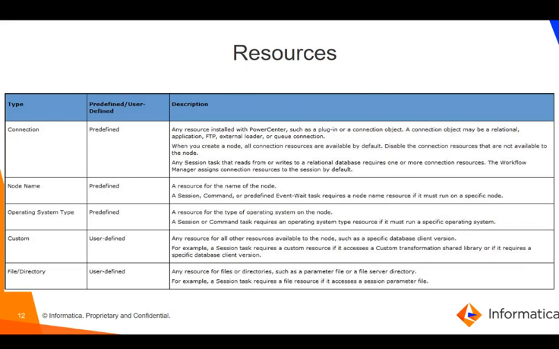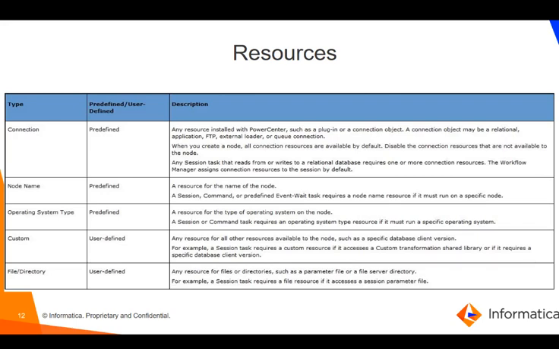For example, a session task requires a custom resource if it accesses a custom transformation shared library, or if it requires a specific database client version. Suppose there is any specific library that you are using to perform a particular session in a mapping. There is a Java custom transformation, and you're using a particular Java API that you have available on only one of the nodes. So you can add that as a resource requirement to that session, and the load balancer component will take care that only the node which has that resource will be dispatched the task of that session.